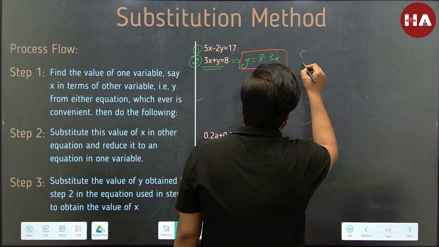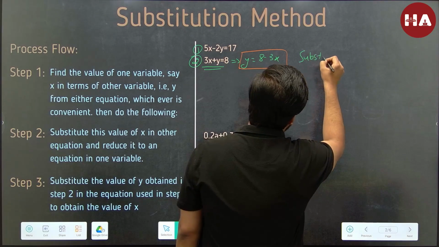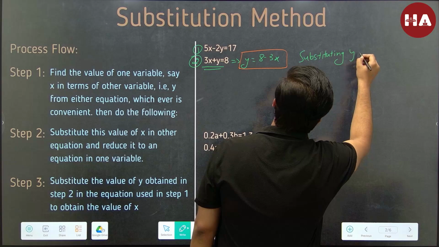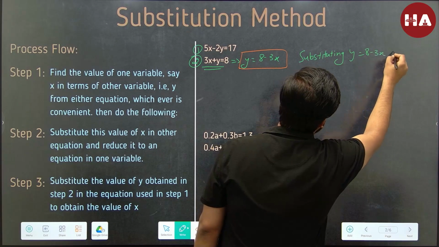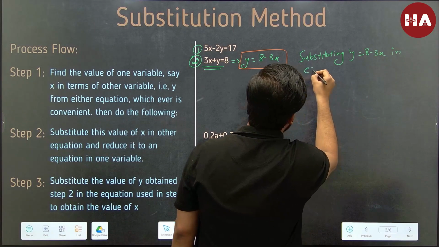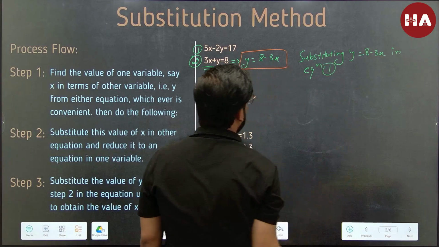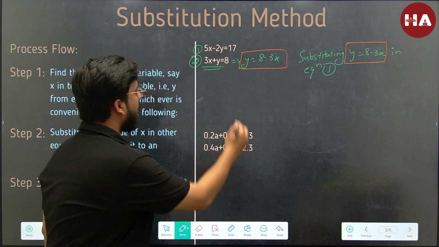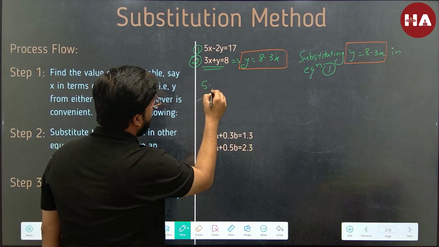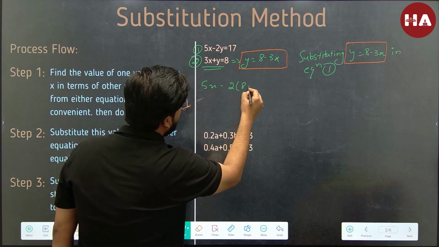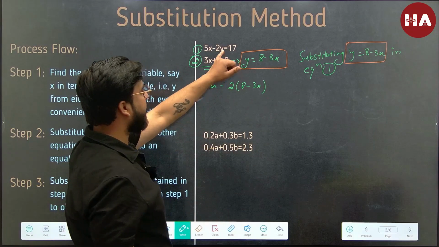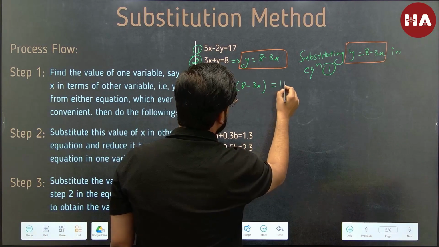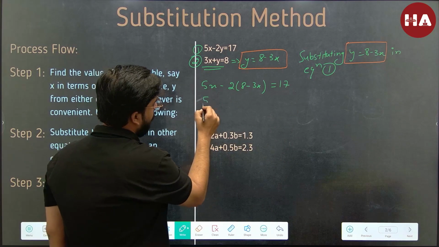Now substituting y equals 8 minus 3x in equation number 1. So you can see here, this will be 5x minus 2 times (8 minus 3x), where I have written the value of y as 8 minus 3x, equals 17. So you can solve it.